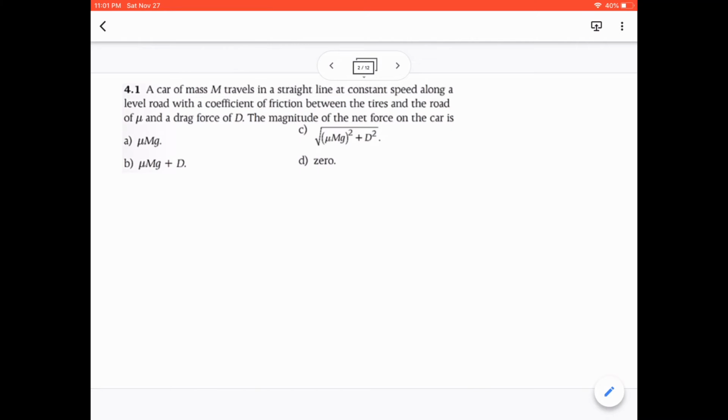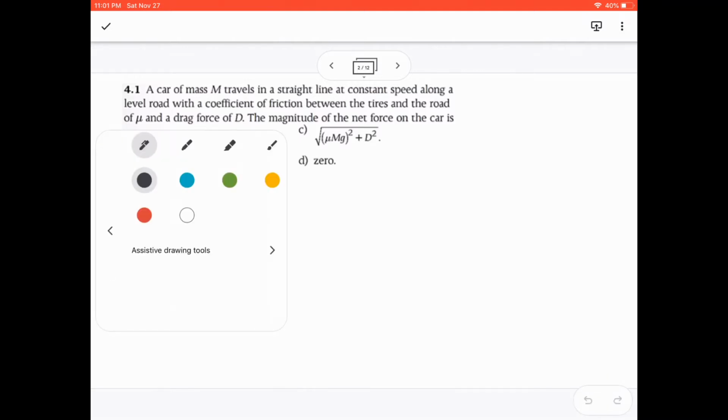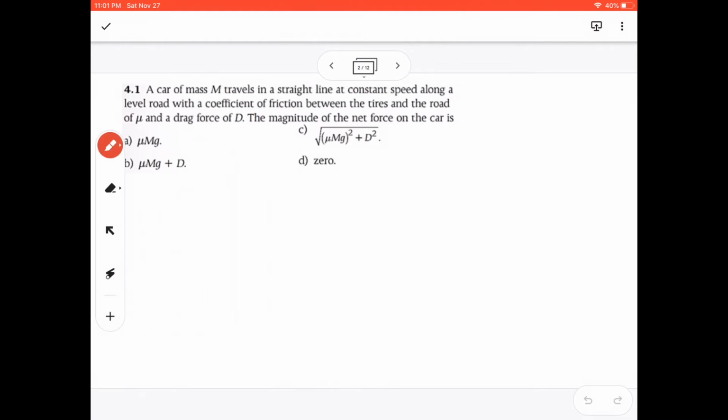Question 1. A car of mass m travels in a straight line at a constant speed along a level road with a coefficient of friction between the tires and the road of mu and a drag force of t. The magnitude of the net force on the car is. Okay, so we know that we don't need to talk about the friction in chapter 4 and drag force because we didn't tackle that, but this is motion in a straight line at constant speed, and we're just being asked of the net force. So the car is moving at constant speed. What's the net force of an object when it's moving at a constant speed?